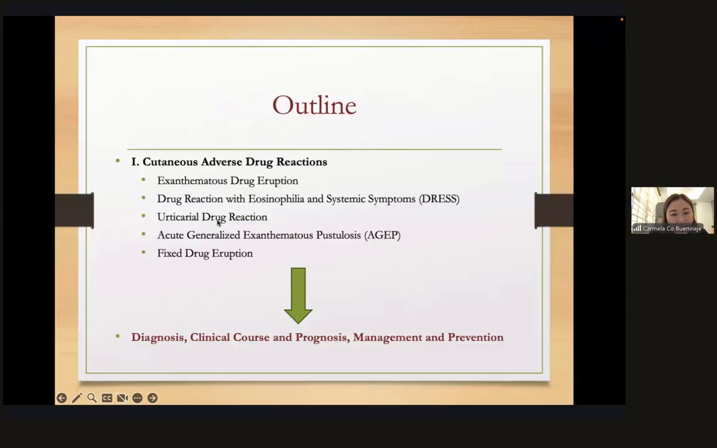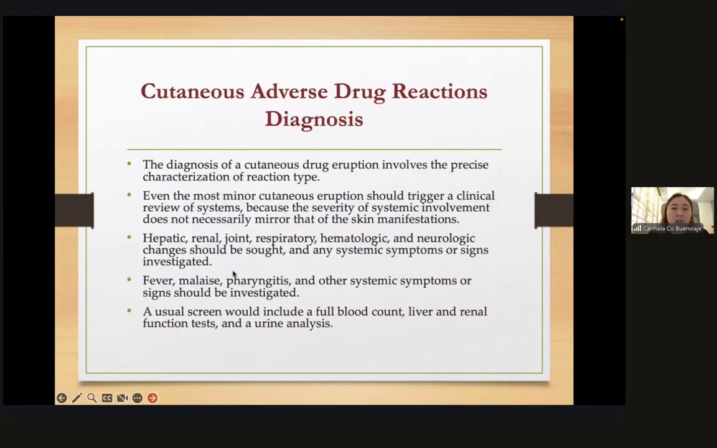Okay, so for now, we have discussed exanthematous drug eruption, drug reaction with eosinophilia and systemic symptoms, urticarial drug reaction, acute generalized exanthematous pustulosis, and fixed drug eruption. So before we proceed to the epidermal necrolysis, let us first discuss their diagnosis, clinical course and prognosis, management, and prevention. So for diagnosis, the diagnosis of cutaneous drug eruption involves the precise characterization of reaction type. So if you're suspecting a drug eruption, first you have to characterize it. Which ones on your list does it belong to?